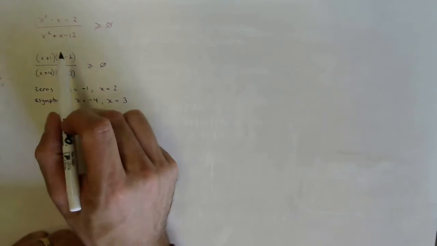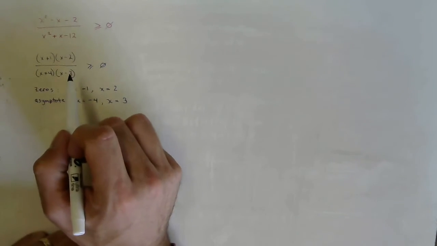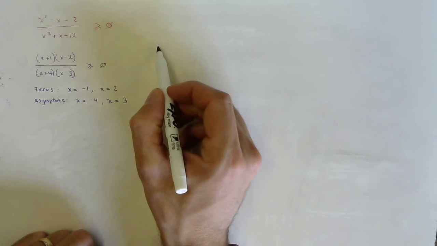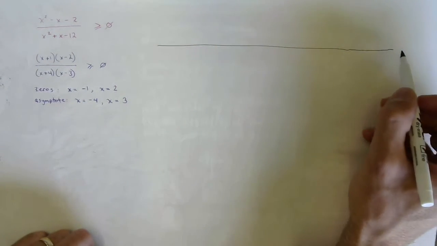And so our intervals come from our zeros and our restrictions. Okay, so we're going to draw ourselves a little number line here. Do you already have a number line? Yep.